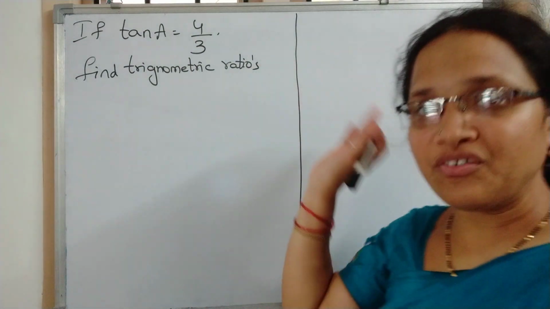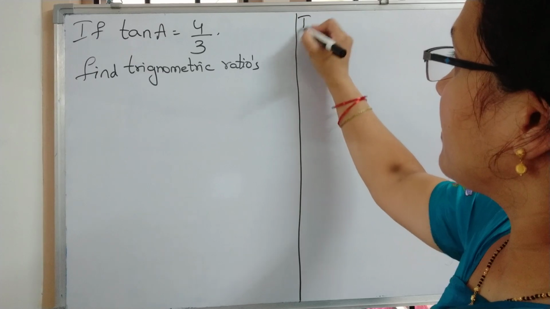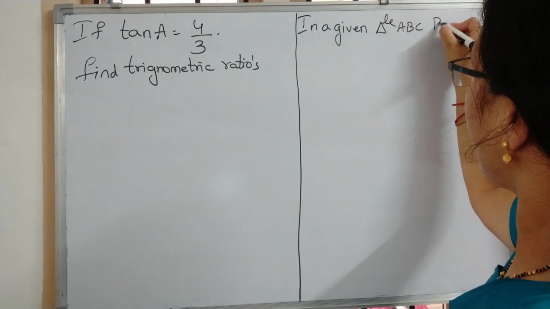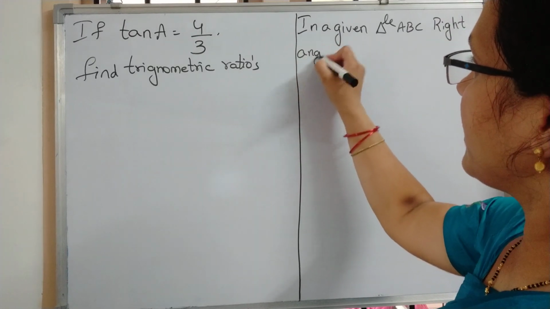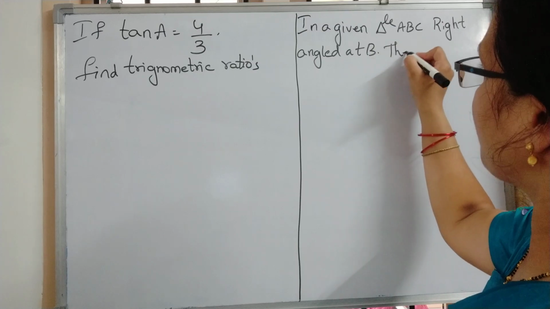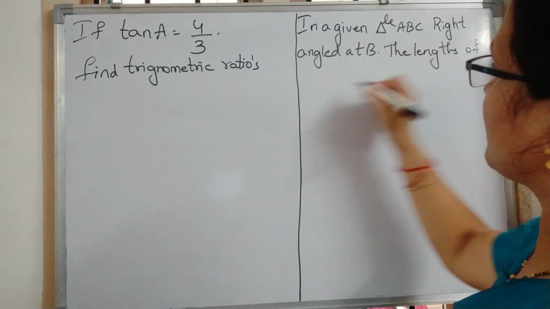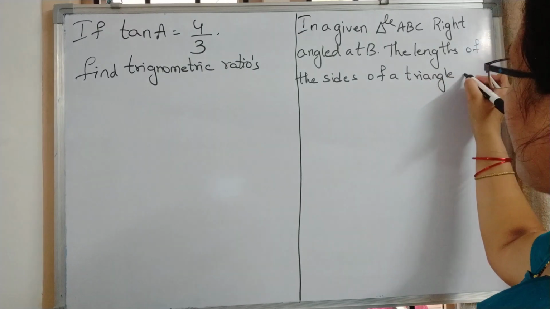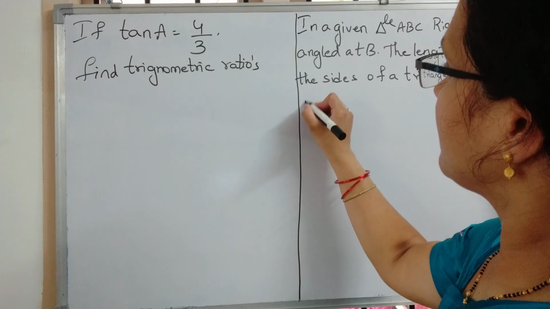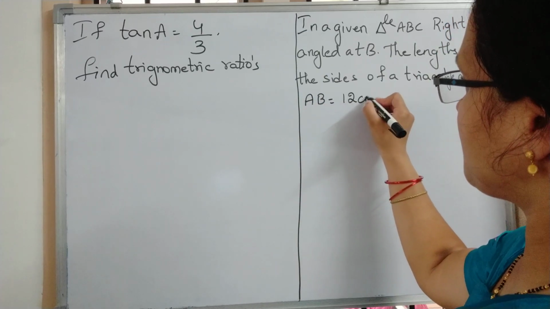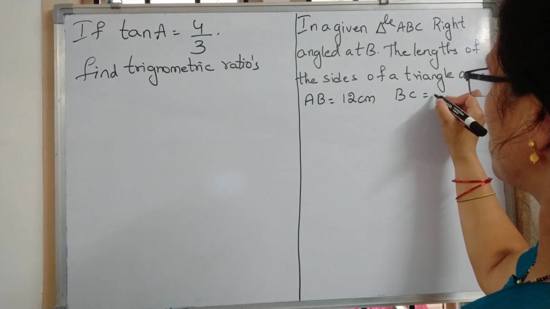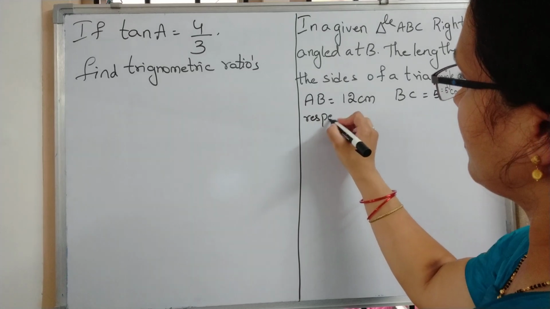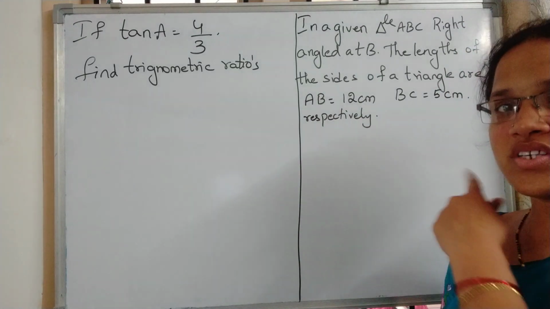And in the other way, I will show you another type of question. In a given triangle ABC, right angled at B, the lengths of the sides of the triangle are AB is equal to 12 centimeters and BC is equal to 5 centimeters, respectively. Is that clear? So there is a question here and there is a question here.